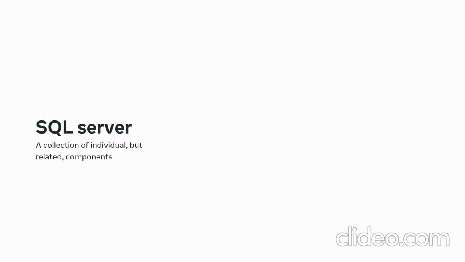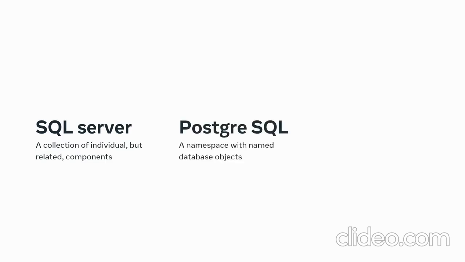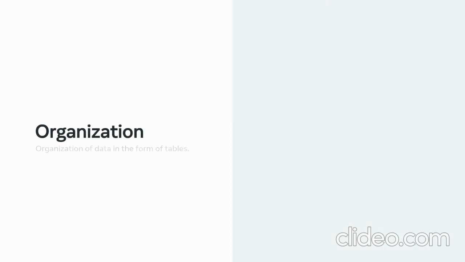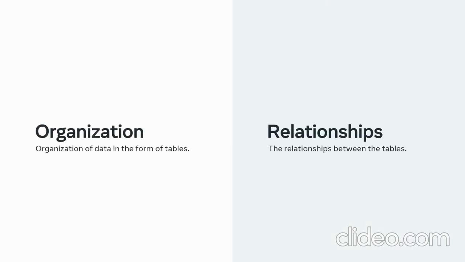But schema is defined in different ways across different database systems. In a SQL Server, a database schema is a collection of different components like tables, fields, data types, and keys. In PostgreSQL, a database schema is a namespace with named database objects like views, indexes, and functions. An Oracle's schema system assigns a single schema to each user. Oracle even names each schema after its respective user. But no matter which type of database you encounter, the two most important concepts you need to understand when working with schemas remain the same: organization of data in the form of tables, and the relationships between the tables.